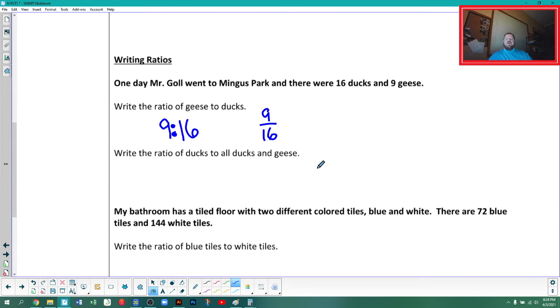Now write the ratio of ducks to all ducks and geese. Okay? Ducks, there's 16 of those. And then ducks and geese together, there's 16 plus 9, which is 25. Okay? And again, more commonly, we would probably write that as 16 over 25.